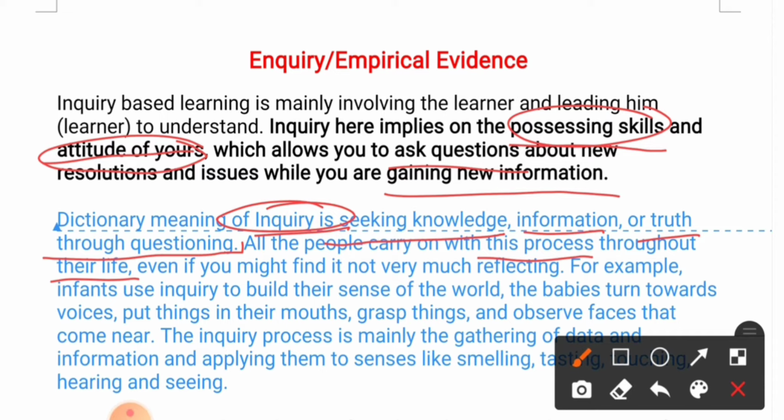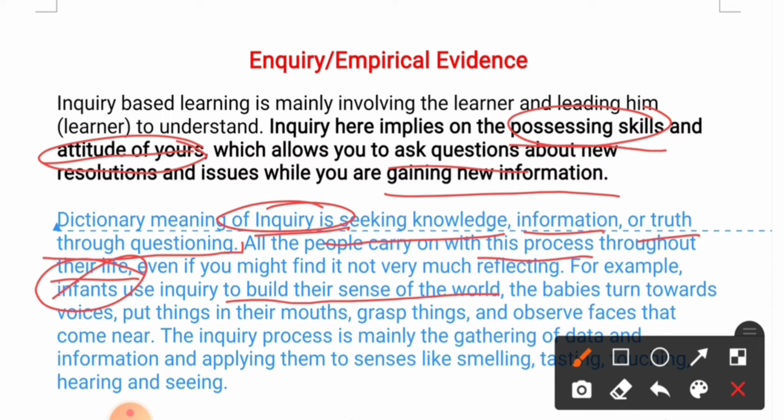Like supposing a child goes to the market to buy some vegetables or something else, there also he is learning, gaining practical knowledge, right? So we all learn from life, even if you might not find it very reflecting. For example, infants use inquiry to build their sense of the world. Even a small child, right? Infant means kind of baby, right? So they also use their inquiry to build a sense of the world, of what is happening around him or her.